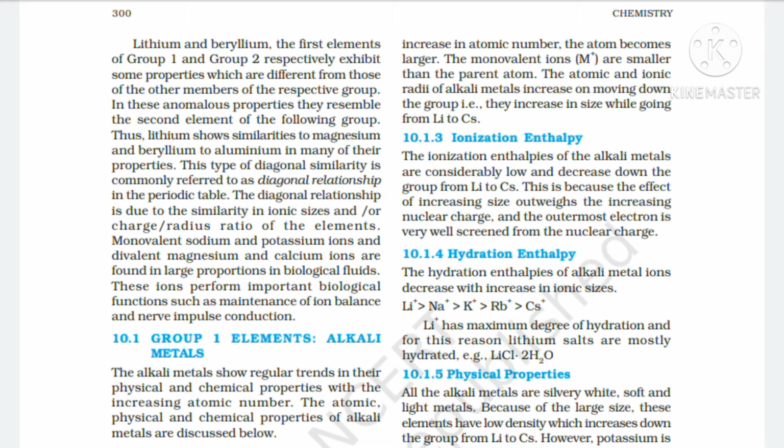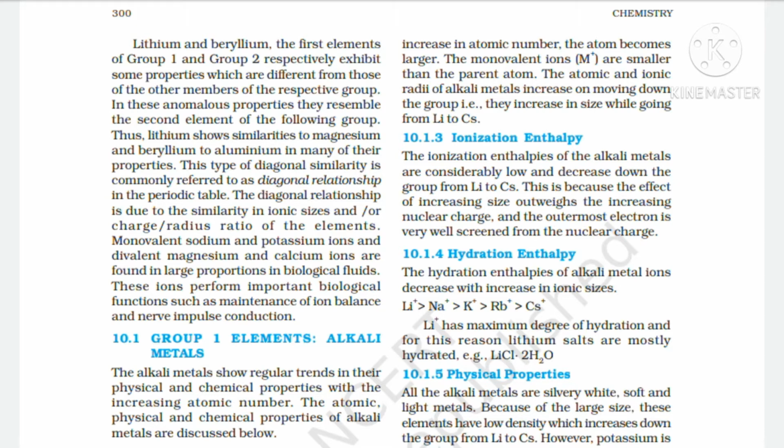Ionization enthalpy: lithium 520, sodium 496, potassium 416, rubidium 403, cesium 376, francium nearly 375. Hydration enthalpy: lithium negative 506, sodium negative 406, potassium negative 330, rubidium negative 310, cesium negative 276.